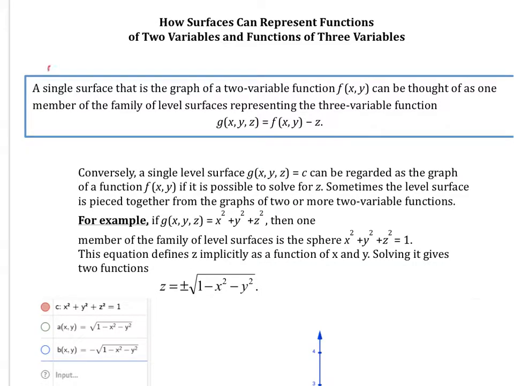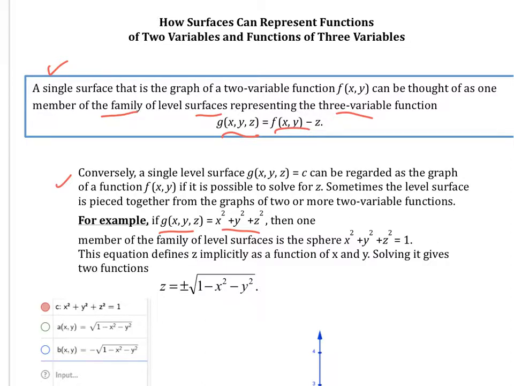So this summarizes the same thing: if you have something in 3 variables, then you can represent it with 2 variables, but repetitively. And so it can be a member of the family of level surfaces representing the 3-variable function. Now if we do this, this is just another example really. We can take this again and find one member of the family and maybe solve for one of the variables. A lot of times solving for z is quite handy.